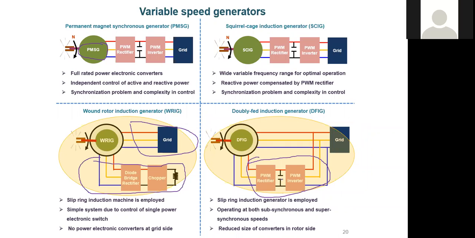So in this regard, for variable speed application, we can prefer the doubly-fed induction generator. But the problem with the doubly-fed induction generator is frequent maintenance. I mean, there should be some maintenance with the slip rings and the brushes.